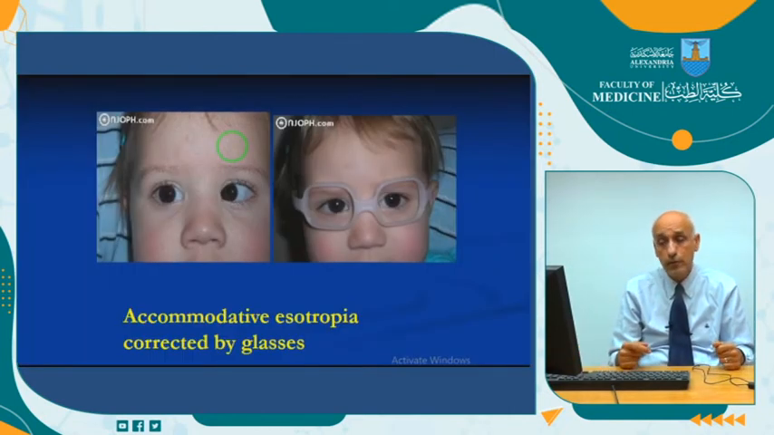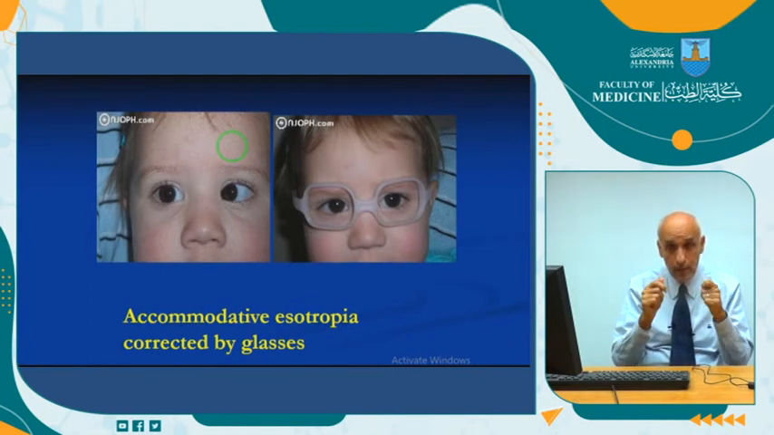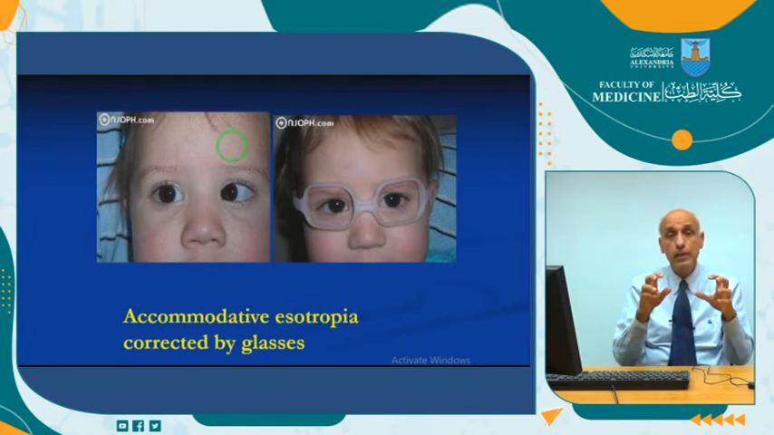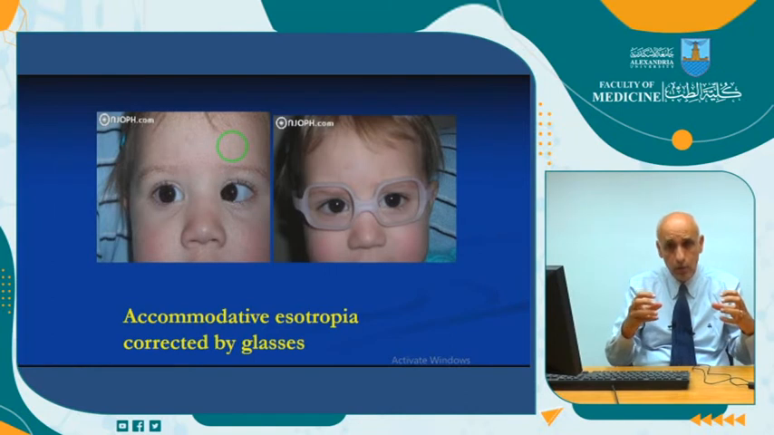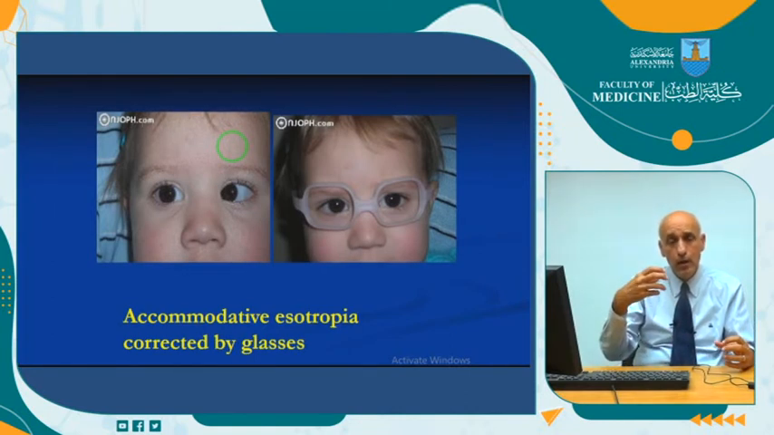Glasses are very important for the treatment of what we call accommodative esotropia. Any child who squints, after examination, you have to do what we call refraction. You have to refract the eye of this patient to see if he has a normal refraction or he has either hypermetropia or myopia. The most common cause of esotropia is what we call accommodative esotropia.